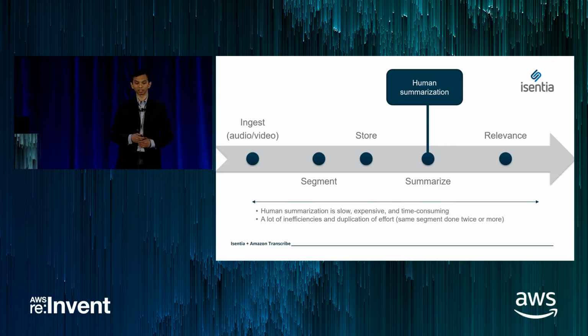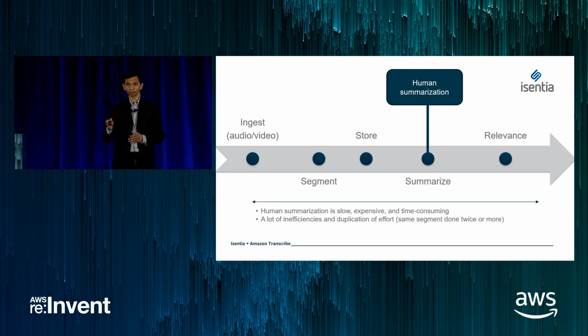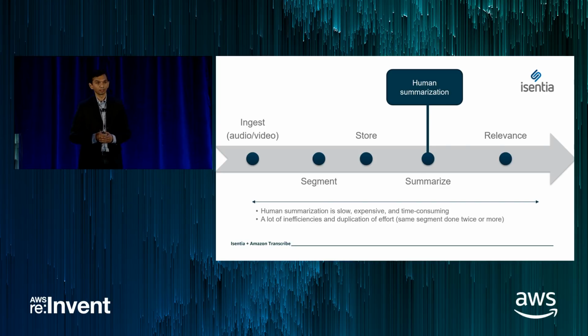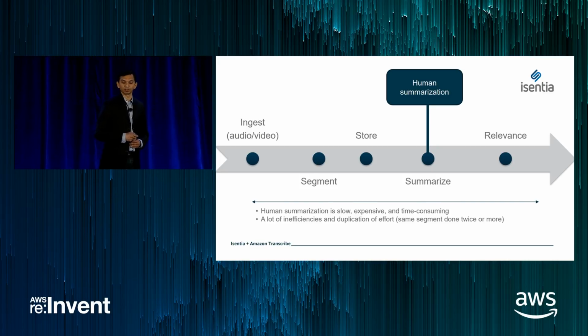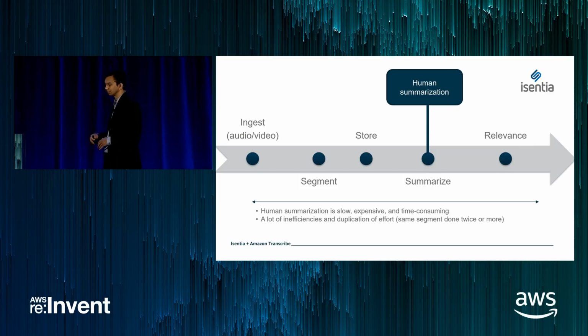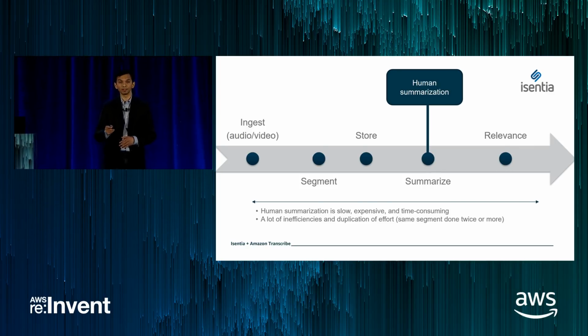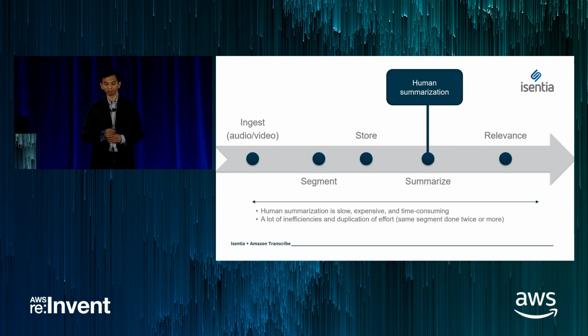So this is what their pipeline looks like. They first ingest the audio video, then they segment it, store it in S3, and today they're using a human to summarize the audio by listening to it, and then based on the relevance, they push it to each customer. This is very inefficient, and there's duplication of effort because the human is repeatedly listening to every audio and trying to summarize the audio at the same time. And they do more than 17,000 of these per day.